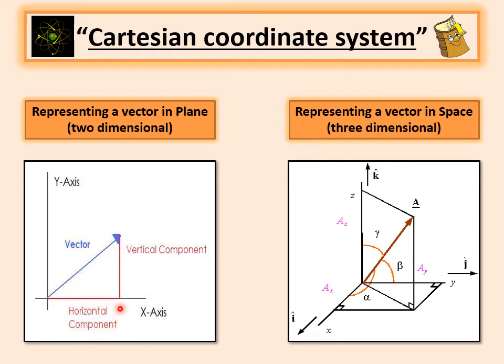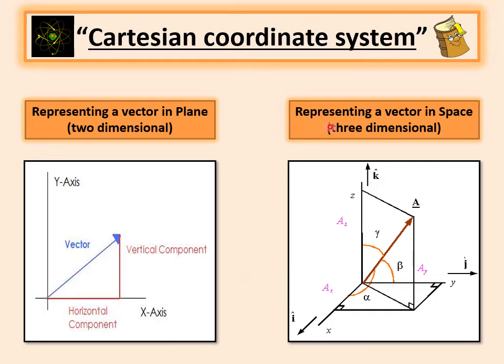Now when we draw a vector on the x and y plane or in two dimensions, it has two basic components. First one is the vertical component and second one is the horizontal component. Here we have a simple representation of the vertical and horizontal components.